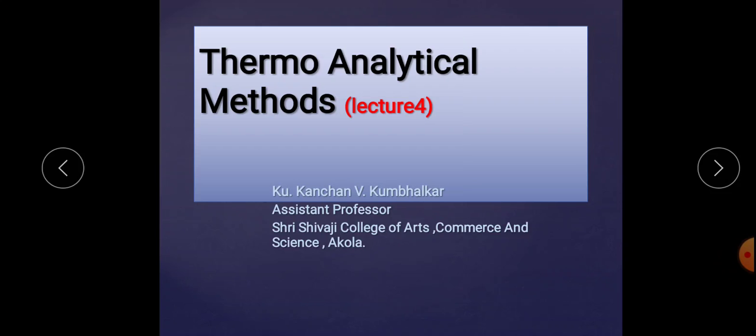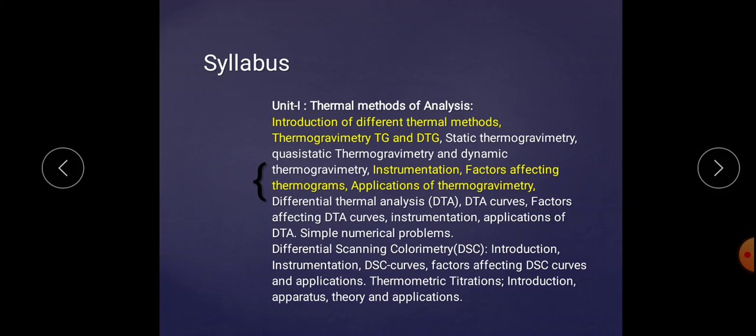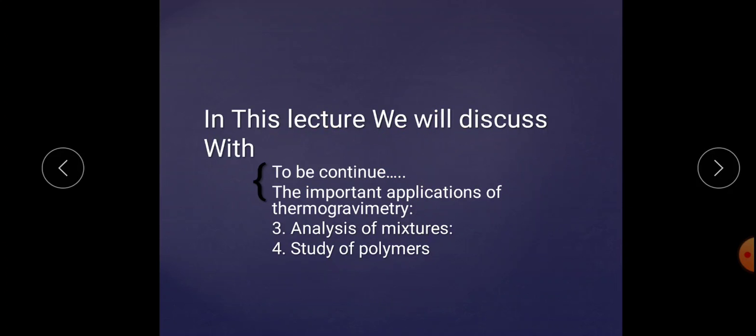So let's start. This is the overall syllabus, out of which the introduction of differential thermal method, thermogravimetry, TG and DTG, instrumentation, factors affecting thermograms and applications, two applications have been completed. In this lecture, we continue with the application of thermogravimetry. In the previous lecture, we started with the analysis of mixtures. In this lecture, we conclude with the analysis of mixtures and the study of polymers, which is an important application of thermogravimetry. So let's start.